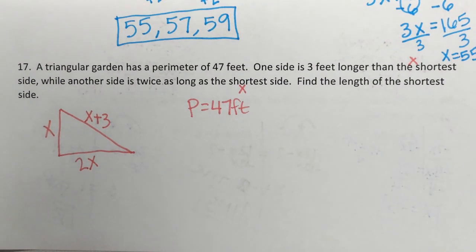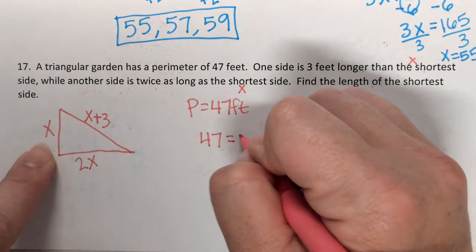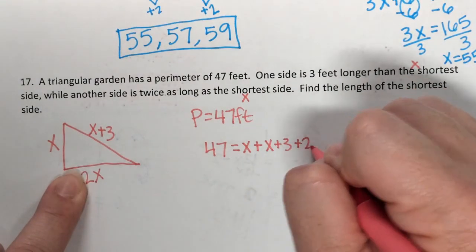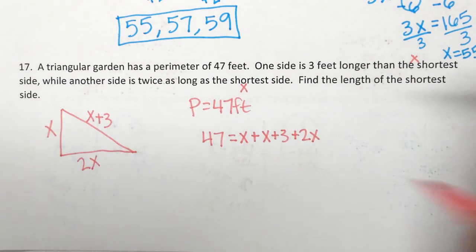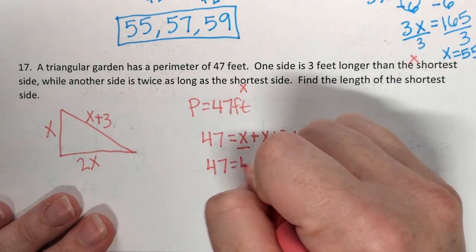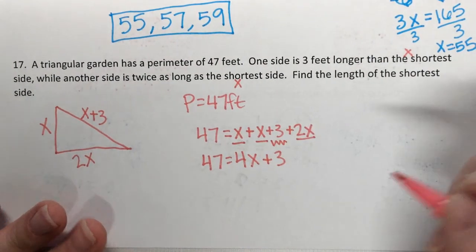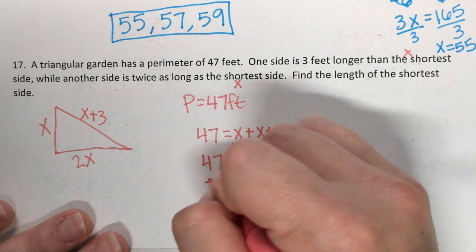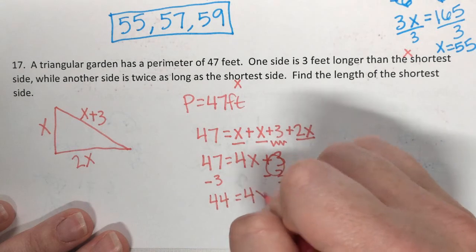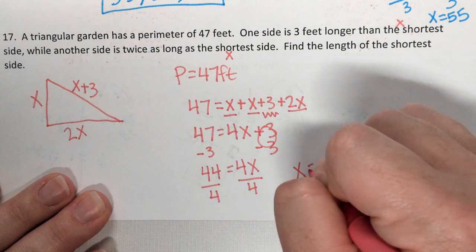Find the length of the shortest side. Well, if my perimeter is 47, and we find perimeter by adding all the sides, so x plus 3 plus 2x plus x. And now let's solve. So 47 equals 1, 2, 3, 4, so 4x. Now 3 has no like term, so I'm just going to bring it down. So minus 3, and I get 44 equals 4x. Now I'm going to divide by 4, and I get x equals 11.